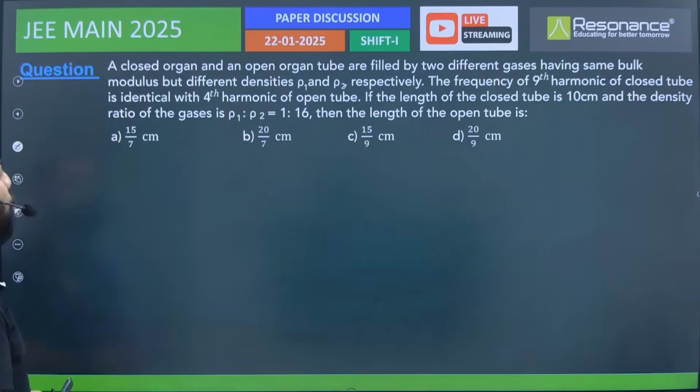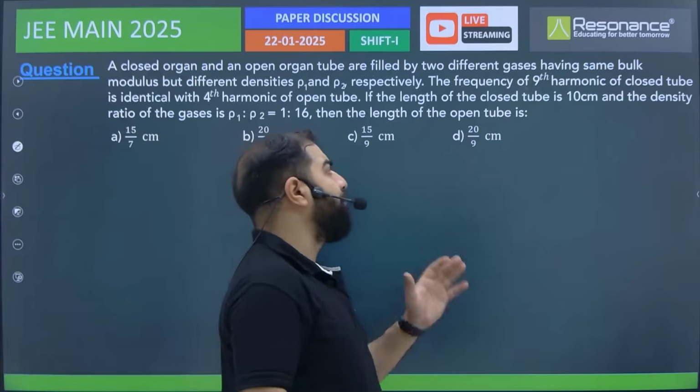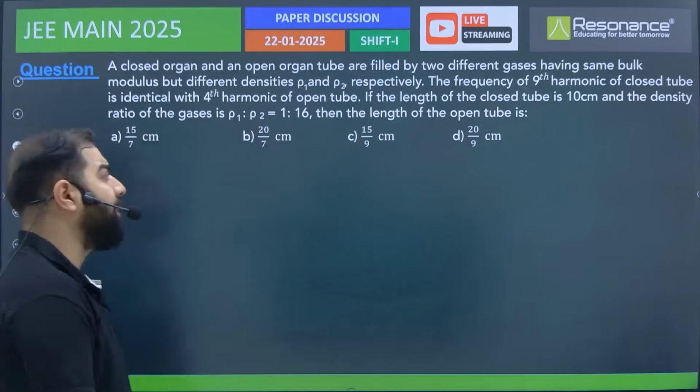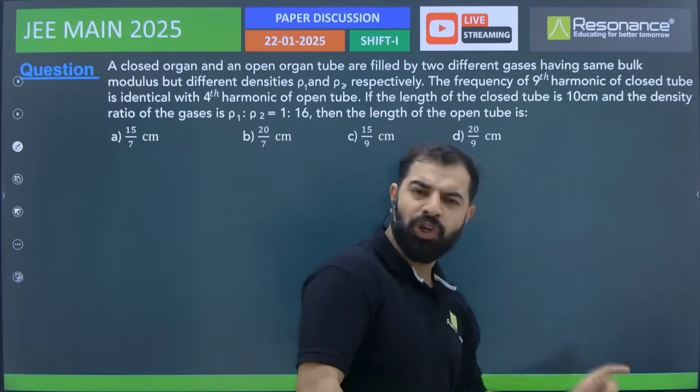A closed organ and open organ tube are filled by two different gases having the same bulk modulus but different densities ρ1 and ρ2 respectively. The frequency of the ninth harmonic of the closed... So this is a sound wave question, right?